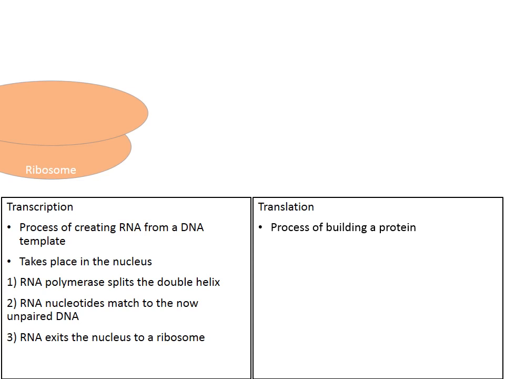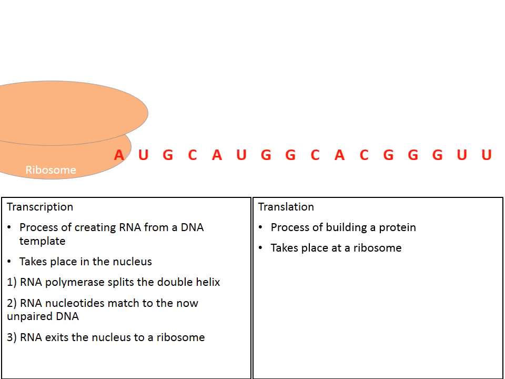Translation is the process of building a protein, and it takes place at the ribosome. So what happens is here comes the messenger RNA that we just created a few minutes ago during the process of transcription. Remember, the messenger RNA exited the nucleus and it's coming to a ribosome. What happens next is the ribosome is going to read one codon at a time. In the animation, notice how the letters A, U, and G are flashing.